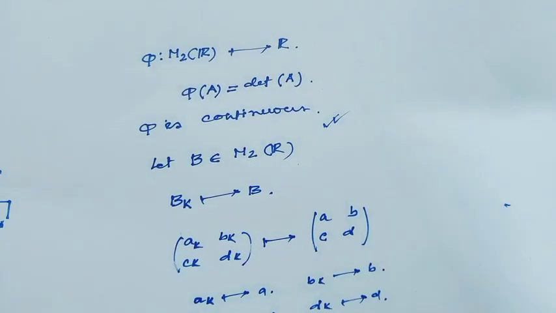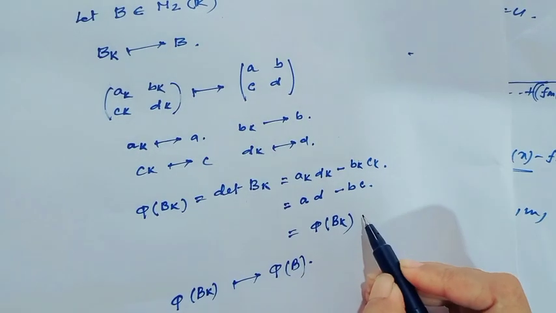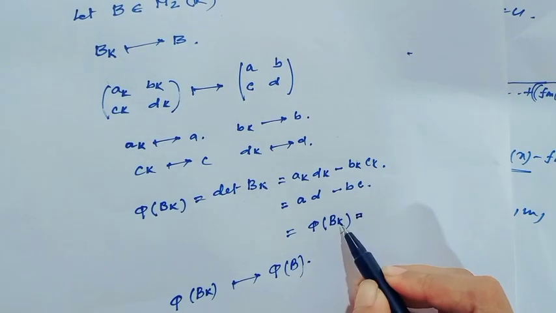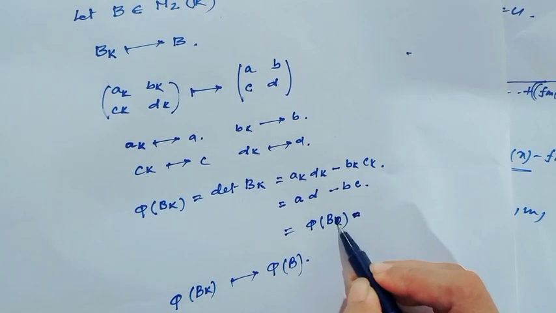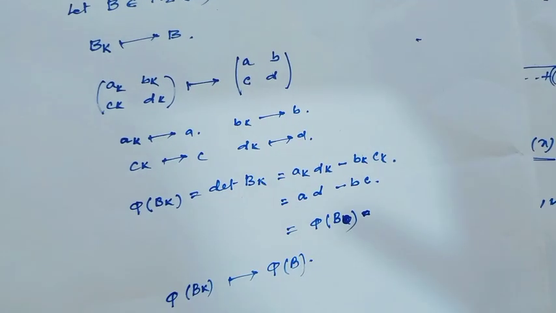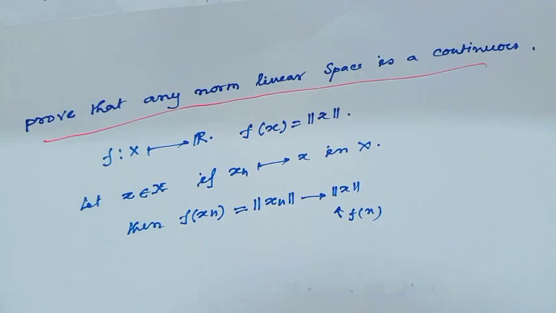So the determinant function is always a continuous function. Sorry, here is one printing mistake. Here not Bk, here B. Sorry, very sorry. Now I will prove any norm on a vector space is a continuous function.